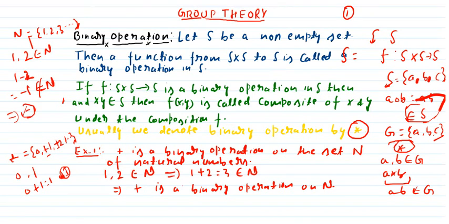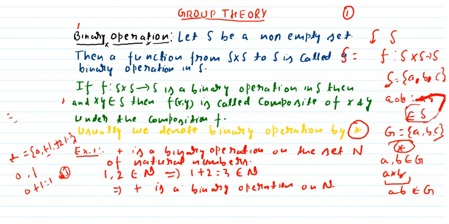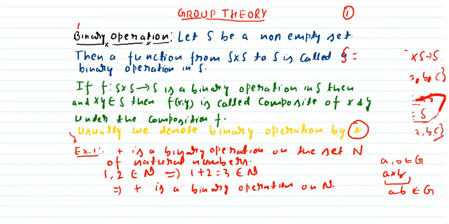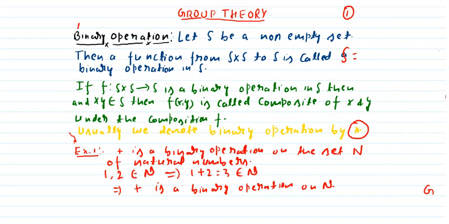So it is a very easy concept. We can easily learn what a binary operation is, and we can check it for any set of your choice. Once again, what is a binary operation? Let S be a non-empty set, then a function from S cross S to S is called a binary operation. We can take any example. Now I have to move on.